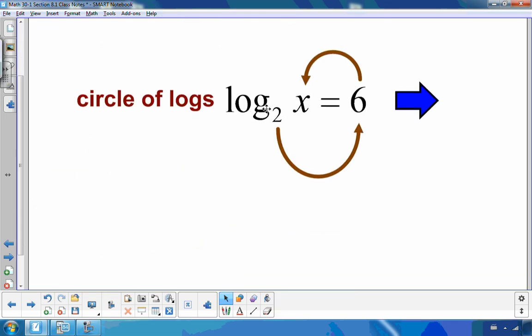So in doing so, I do circle of logs. So 2 to the 6 equals x. And now this equation is much easier to solve for x. So 2 to the exponent of 6 just means 2 multiplied by itself 6 times, which would be 64.